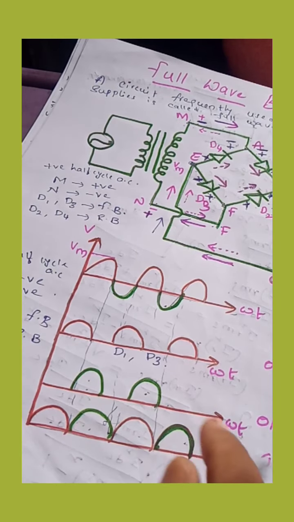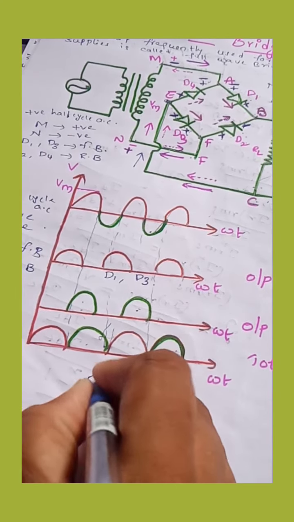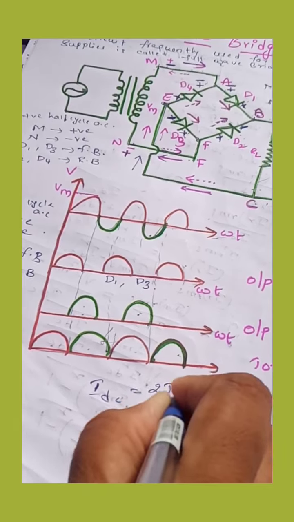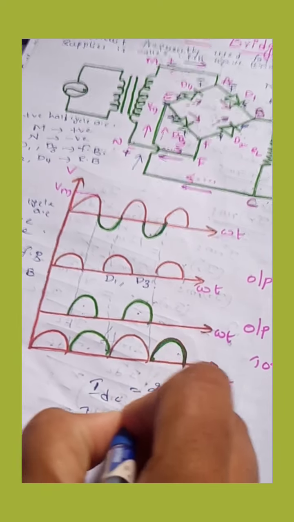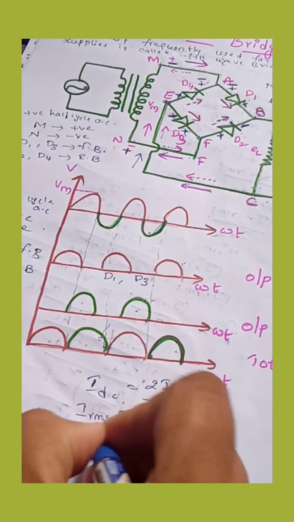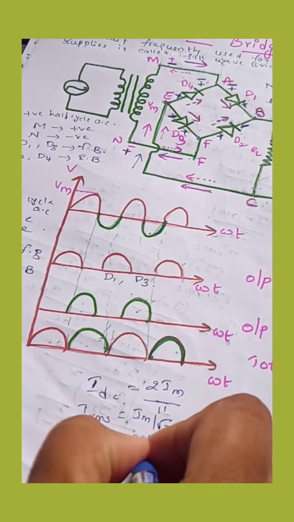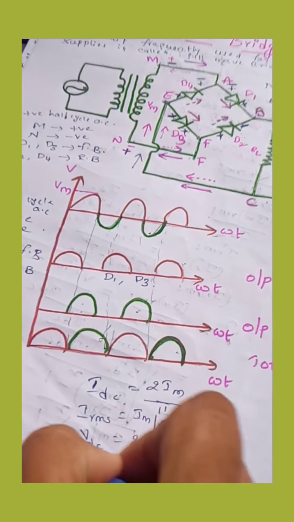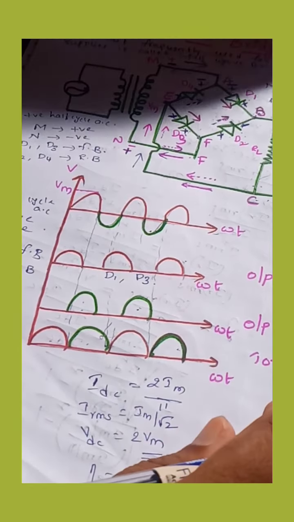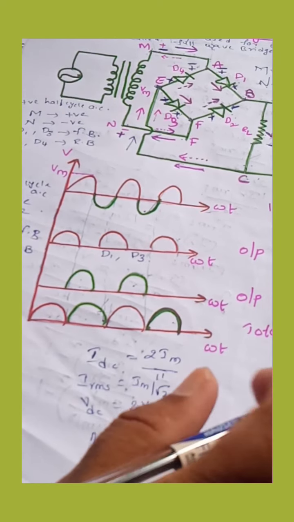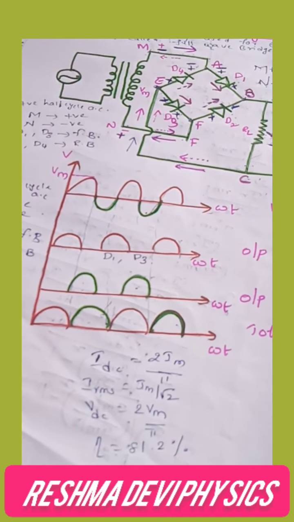Now if we go for the mathematical part, it works the same as the full wave rectifier. IDC is 2Im by pi, IRMS is Im by root 2, VDC is 2Vm by pi, and efficiency is 81.2%. It works the same as the full wave rectifier, but here there is no need to have a center tap transformer. So this is about the bridge rectifier.